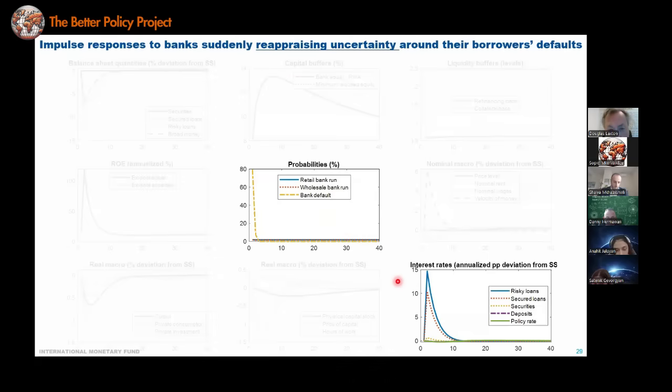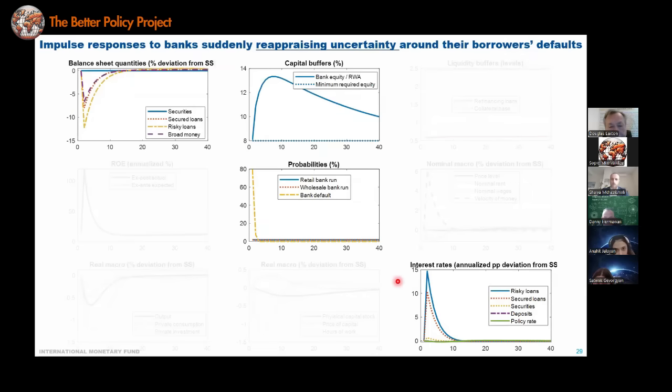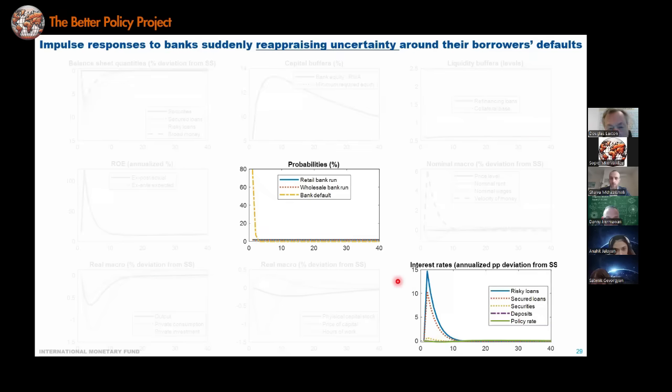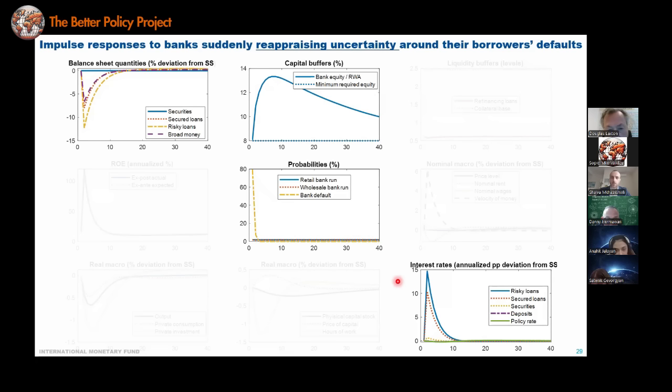So let me skip a couple of simulations. This is essentially a simulation where banks didn't realize they were facing credit risk and they suddenly reappraised their uncertainty. So it's kind of a mispricing of credit risk. The model also generates this credit crunch in this scenario.